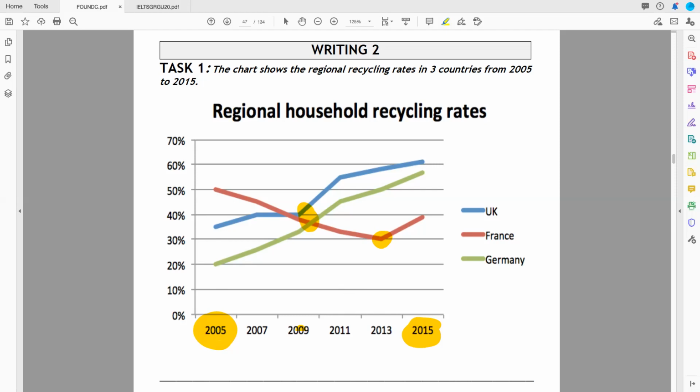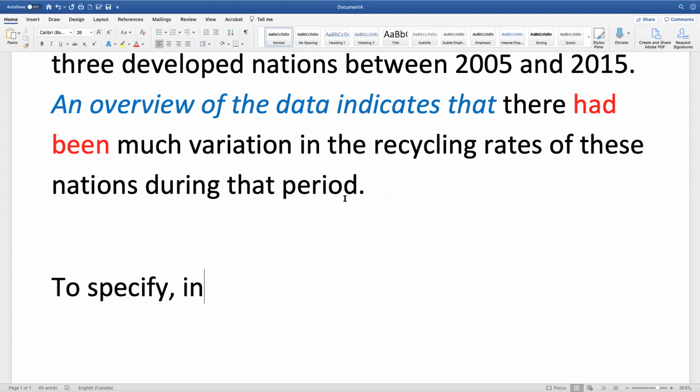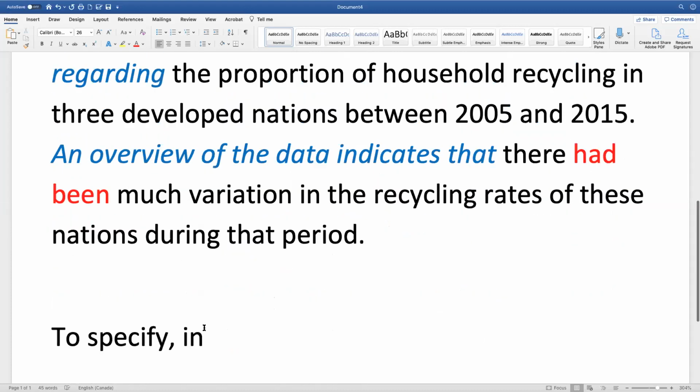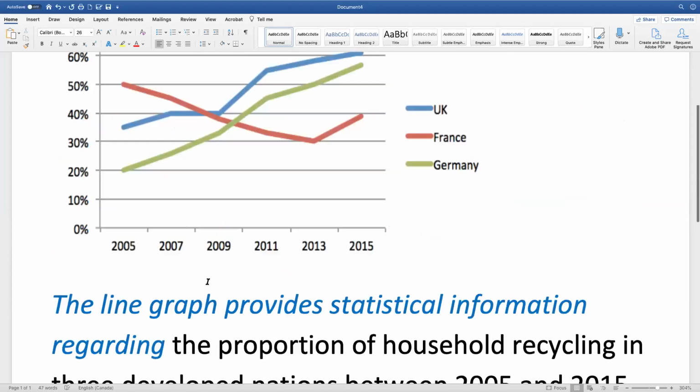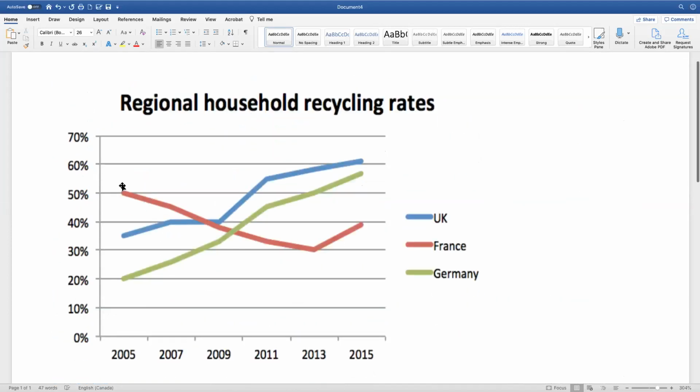So let's do that. 2005. France, right? France was the highest. Yeah. Second was the UK. And last was Germany.